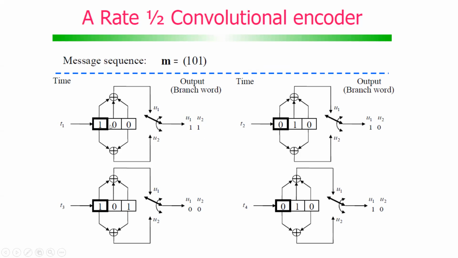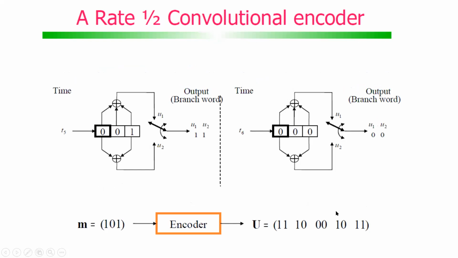Right. Now for the next time, 1 moves into the second position and the next input bit is 0. So again we do the XORing to find the branch word. Small U1 and U2 are known as the branch words. This is the first branch word, second branch word, third, fourth and so on. You need to flush the message vector 101 out of the shift register, so for that you need to push zeros into the shift register.